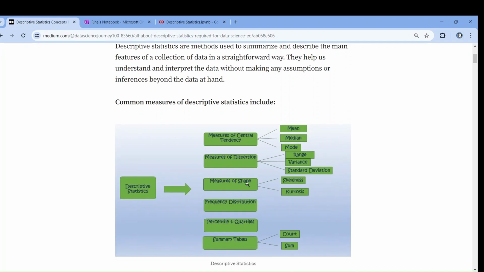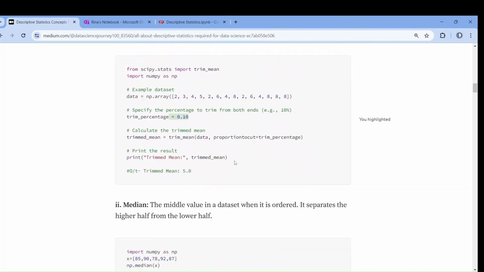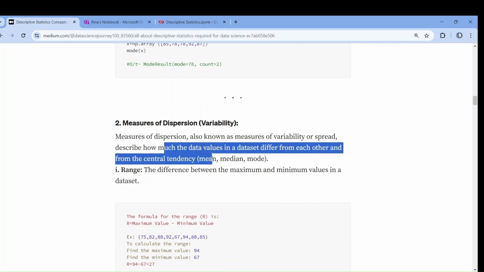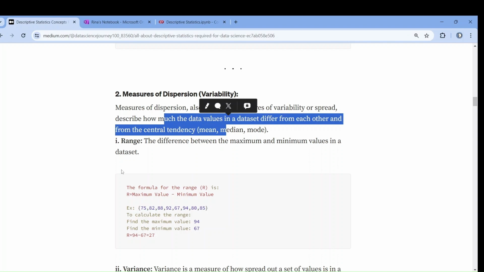Okay. Next, understand measures of dispersion. This is exactly opposite. Central tendency means you want to know the central point. Dispersion means how much the data is spread. What is the variability in the data set? Okay. So we can say how much the data values in a data set differ from each other, or we can say differ from central tendency. Fine. So how can we calculate this?